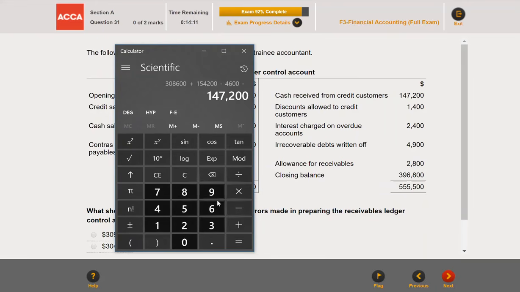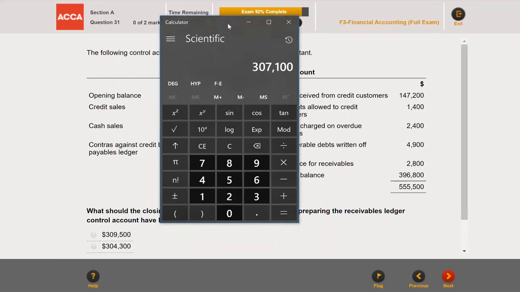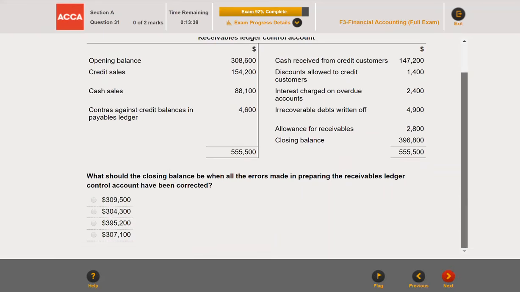Discount allowed to credit customers. So debit discount allowed to credit receivables. So minus. Interest charge on overdue accounts. So credit interest, debit receivables. So plus. Irrecoverable debts, debit irrecoverable debts, credit receivables. So minus. Allowance for receivable. Allowance for receivable does not have any effect on receivables. So 307,100 should be the correct balance.